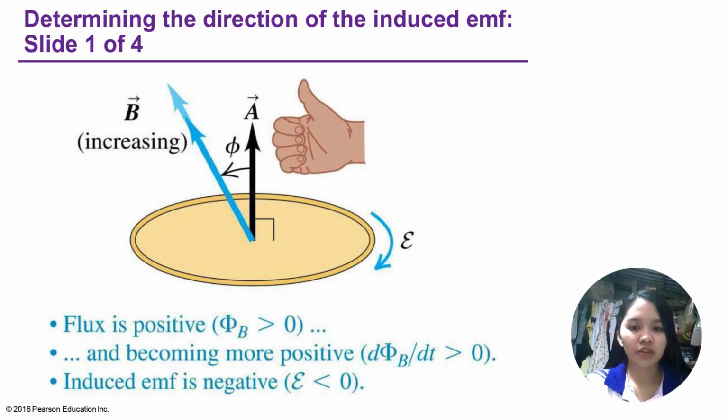To determine the direction of the induced EMF, let's consider a scenario where the magnetic field is increasing. If the flux is positive and becoming more positive, the induced EMF is negative.